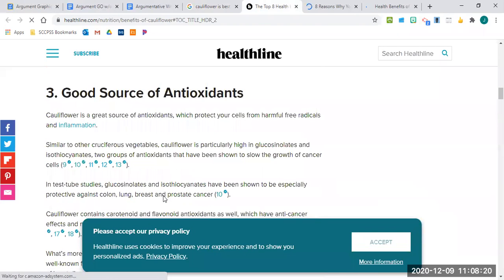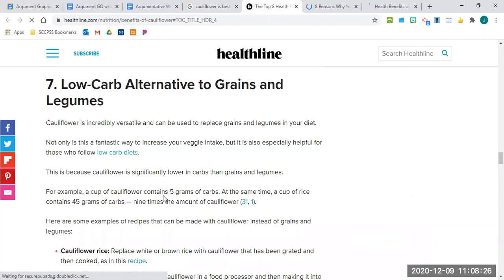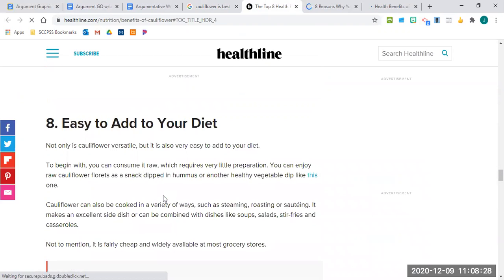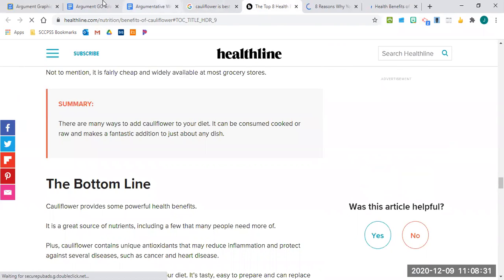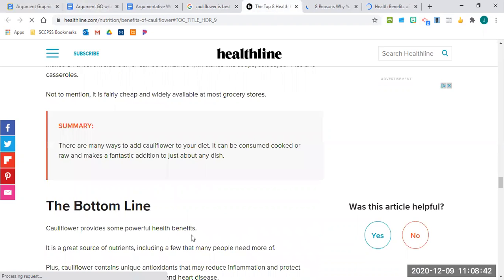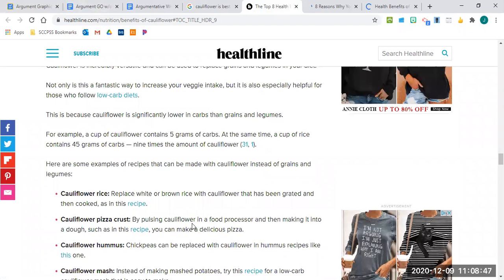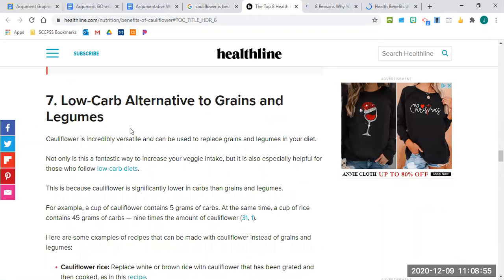High in fiber, good source of antioxidants, in weight loss, high in choline. I don't know what any of these things mean. Easy to add to your diet, bottom line. Easy to grow, good alternative for trying to be healthy. So I was looking for how it can be cooked multiple ways, but this seems very health molecule focused. So there's can make a delicious pizza. Oh, it's a low carb alternative to grains and legumes.